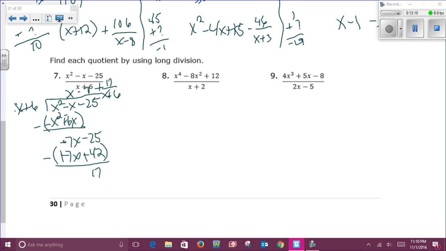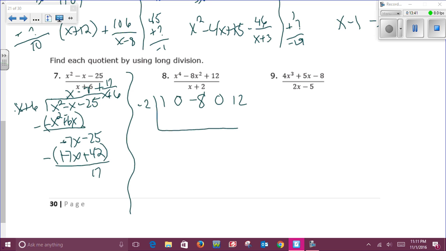All right. I know this says long division, but we also learned synthetic division, which works very well with long division. And we're going to do a review of synthetic division for two reasons. One, because it's fun. Two, because it's easier. Let's put a negative 2. We have x to the 4th, and then 0x cubed, minus 8x squared, plus 0x, plus 12.